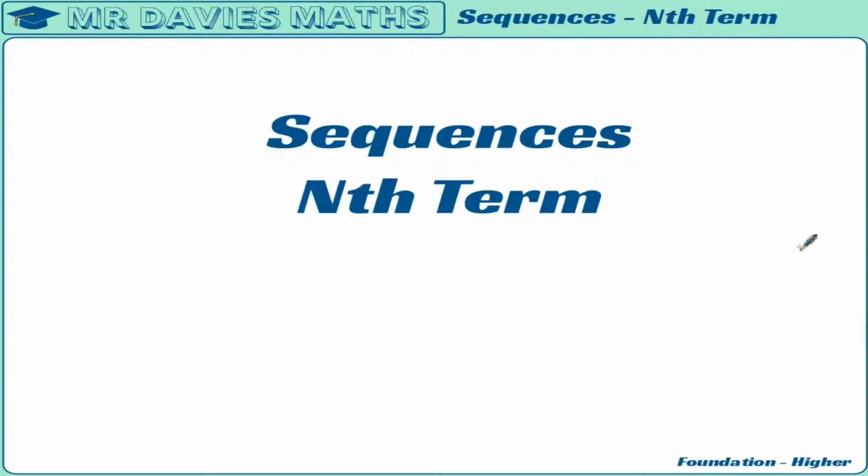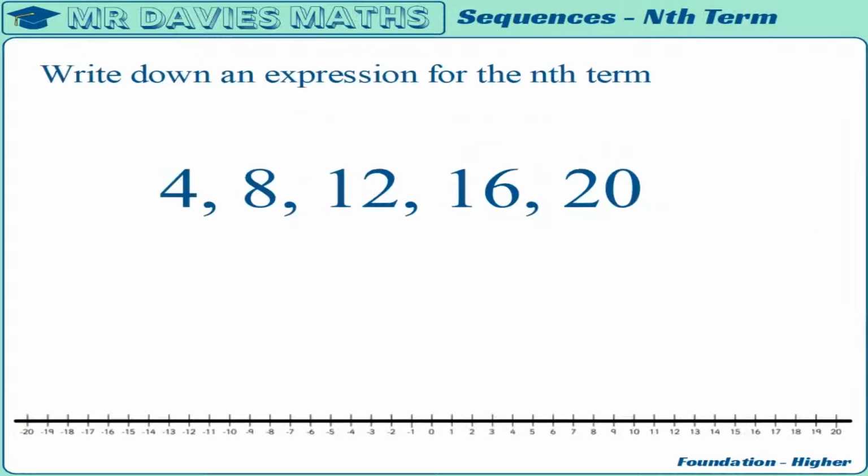Hi, in this video we're going to be looking at sequences. Here we go. So here is quite a popular sequence. You probably recognise this one. It's going up by each term by adding on 4. We would call that the 4 times table.